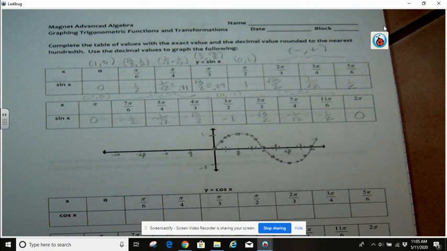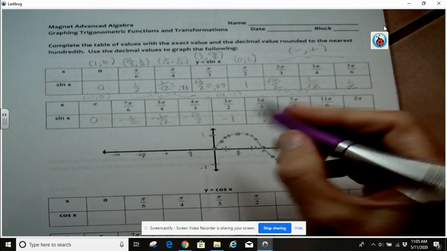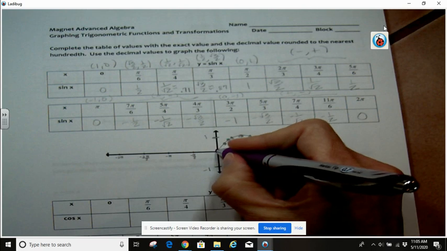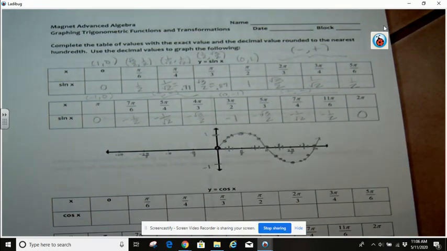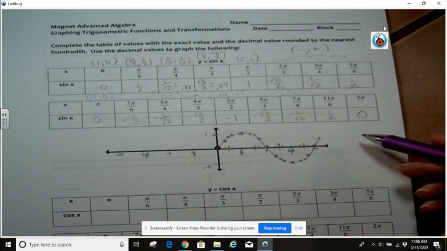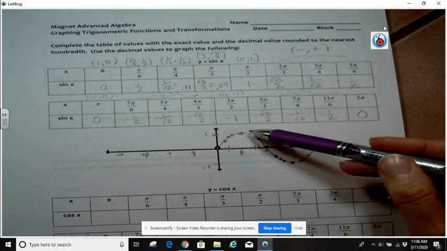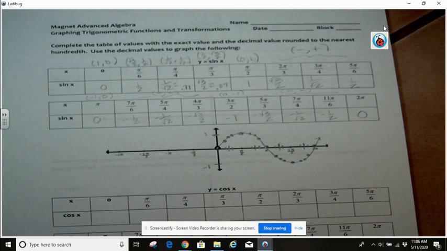When we graph trig functions, we're not going to have to graph every single point every single time. That would take way too long. So we're just going to hit the critical points. We're going to remember all these x-intercepts, and we're going to remember the maximum points and the minimum points. Those are our critical points for our sine and cosine graphs: the x-intercepts, the maximums, and the minimums.